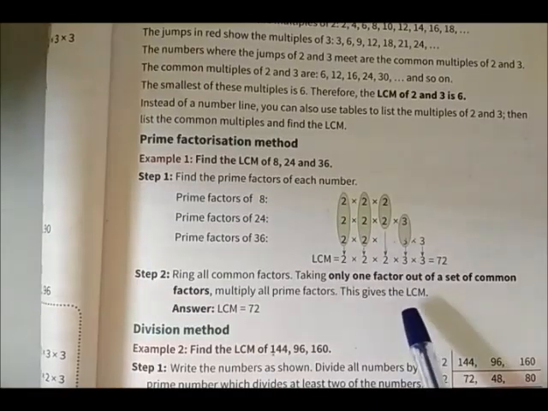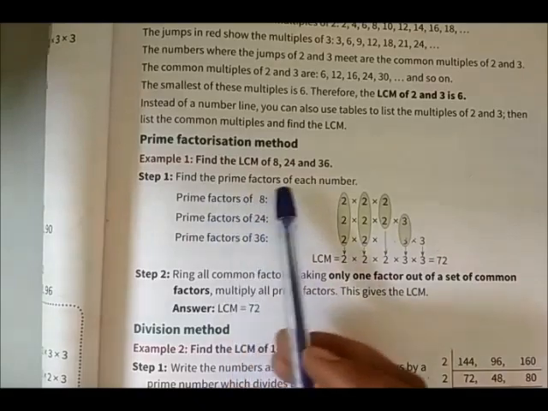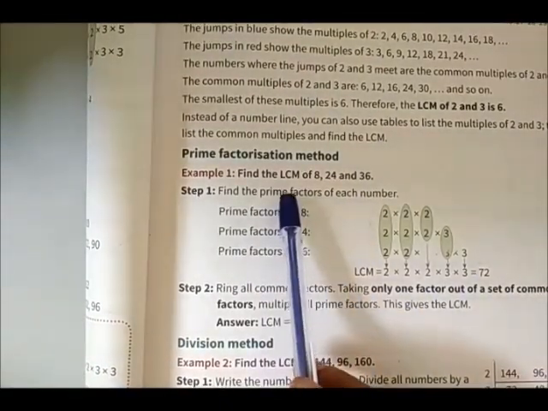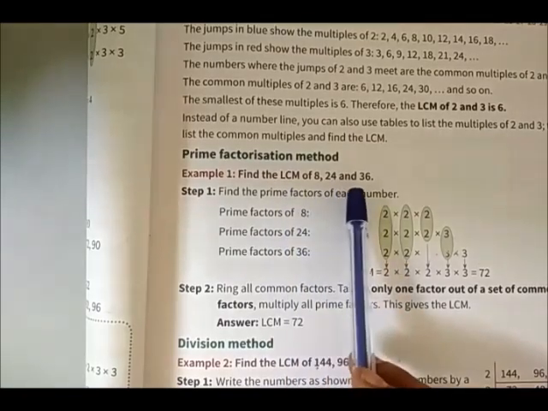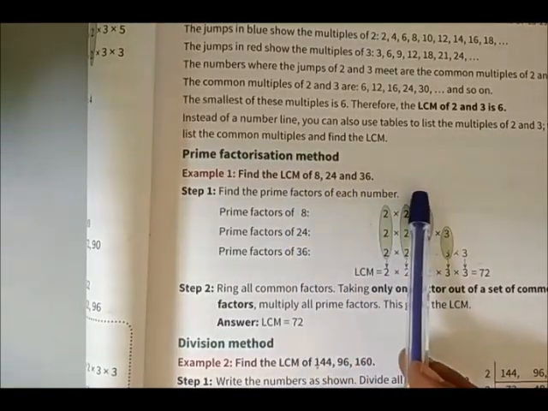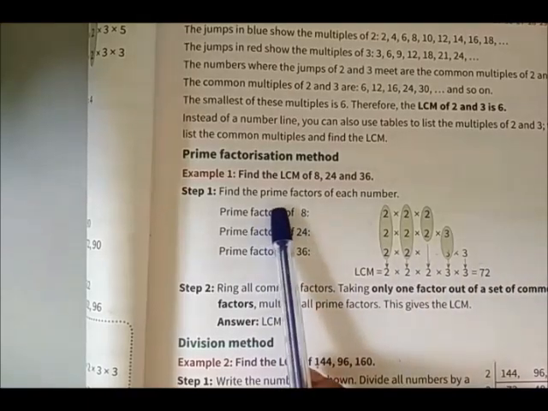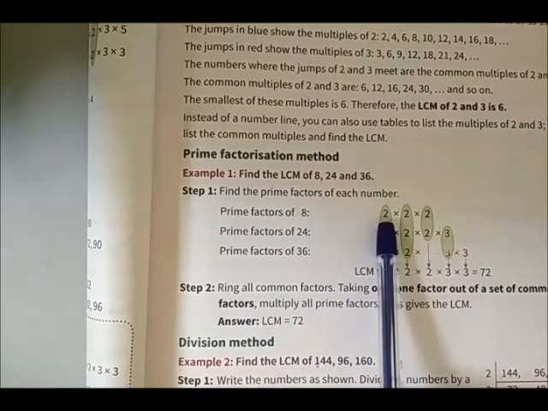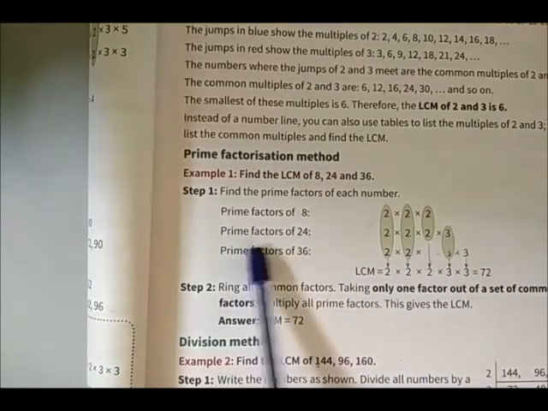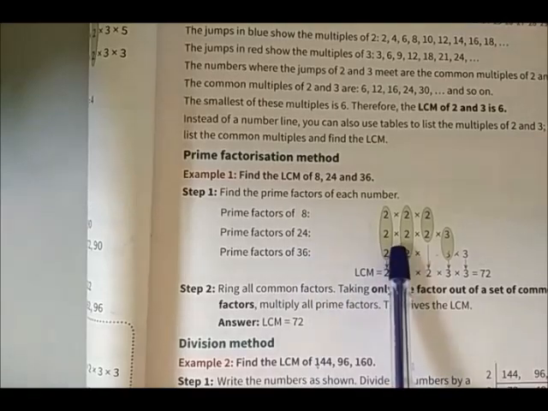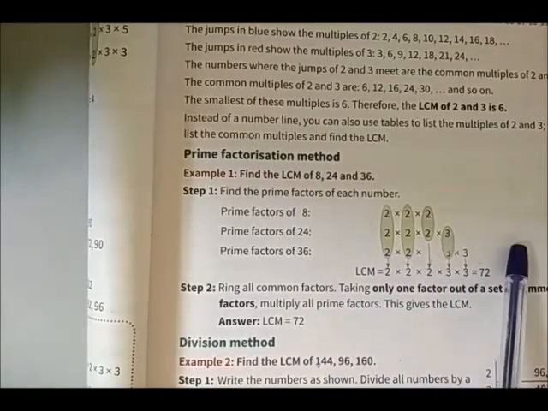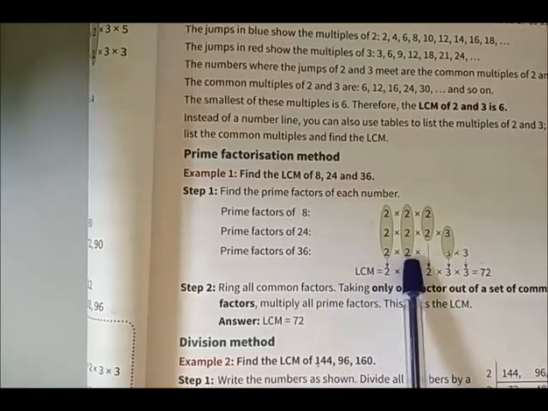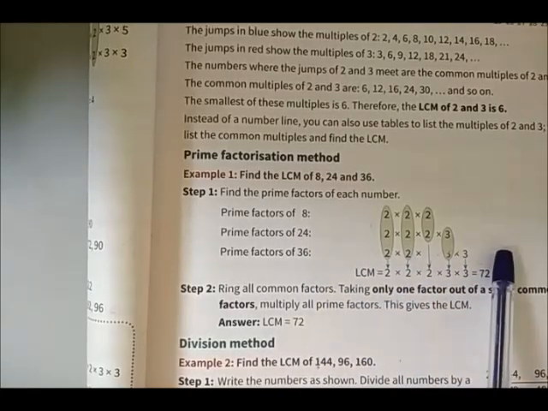So, we will see the first method. This is prime factorization method. Here, one example is there. Find the LCM of 8, 24 and 36. So, first find the prime factors. Here prime factors of 8 are 2 into 2 into 2. And prime factors of 24, 2 into 2 into 2 into 3. And prime factors of 36 is 2 into 2 into 3 into 3.